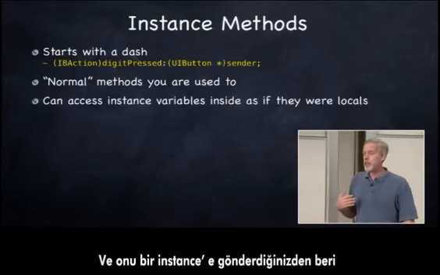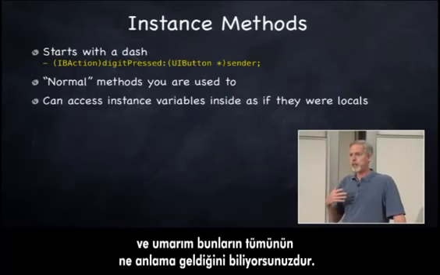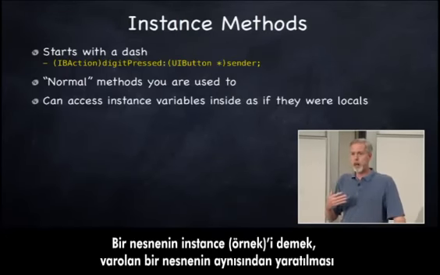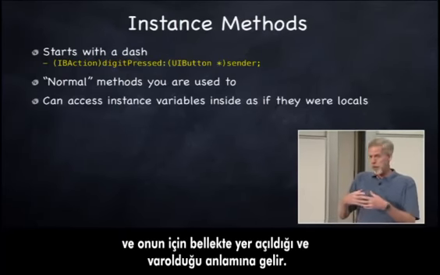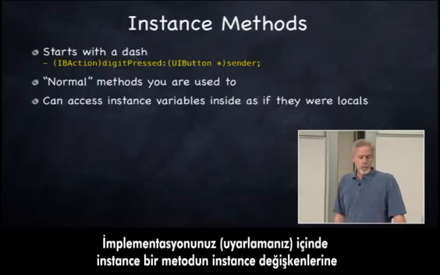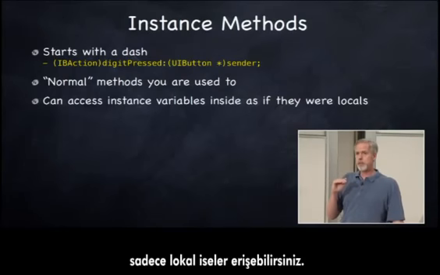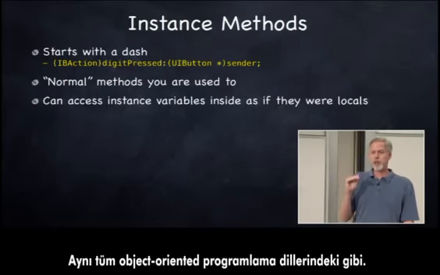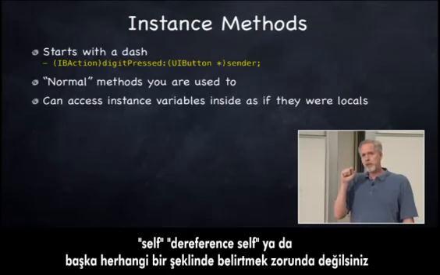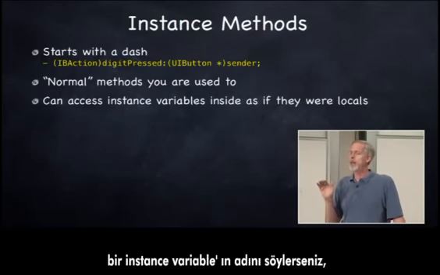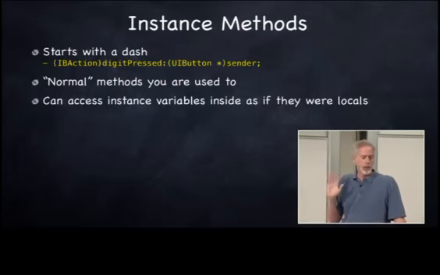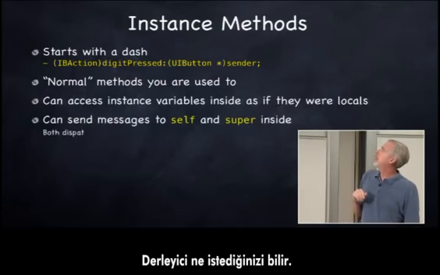All right? And since you are sending it to an instance, meaning, and hopefully you all know what that means, an instance of an object means an actual instantiation, something where you've allocated the memory for an object and it exists now. You can access the instance variables inside your implementation of an instance method as if they were locals, just like in any other object-oriented programming language. You don't have to say self, dereference self or anything. Just if you say an instance variable's name inside the implementation of a method, it just means use that instance variable. Compiler knows what you want.